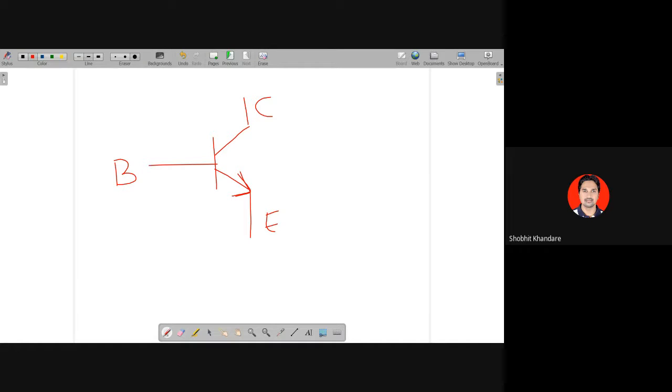So this is an NPN transistor. So this is N. This is P. This is N. This is NPN transistor. Okay. So whenever I am connecting an external voltage, so again, yahan pe fir se maine positive aur yahan pe negative diya. So this is positive and this is negative.